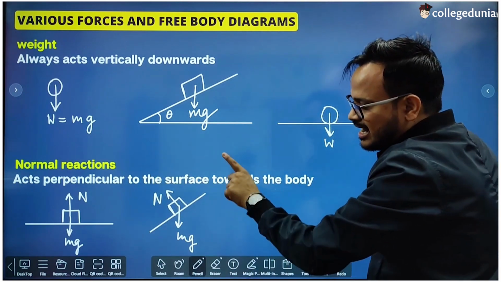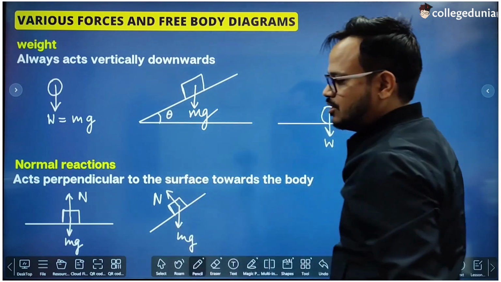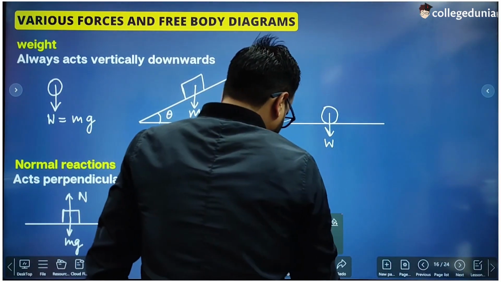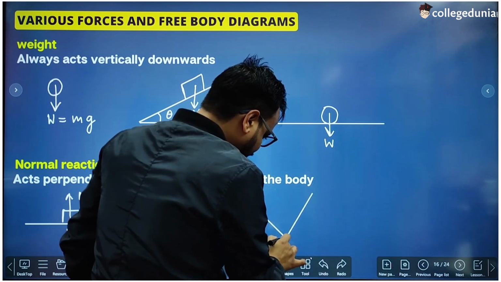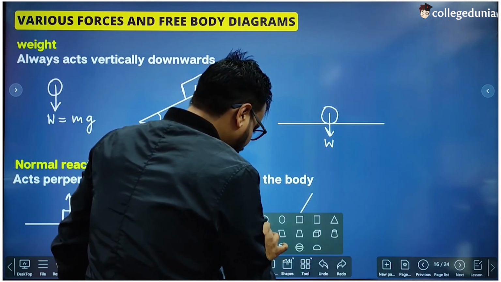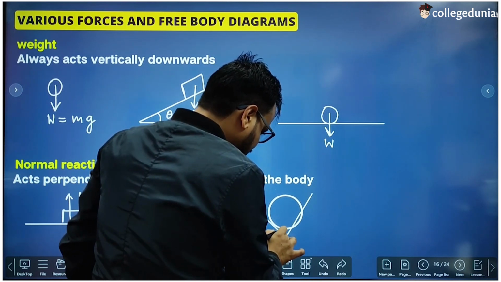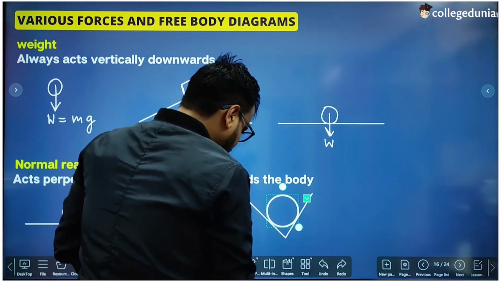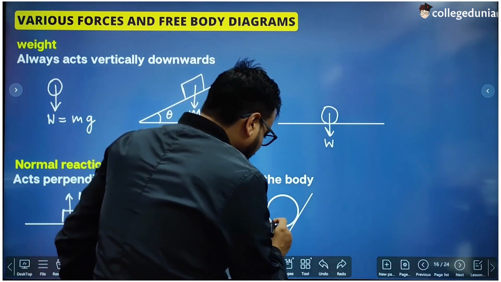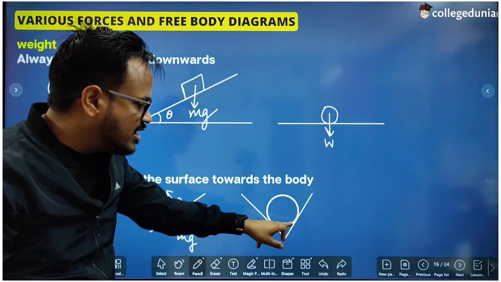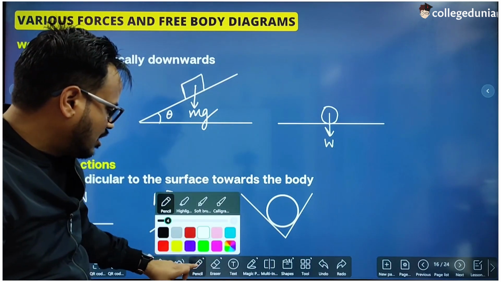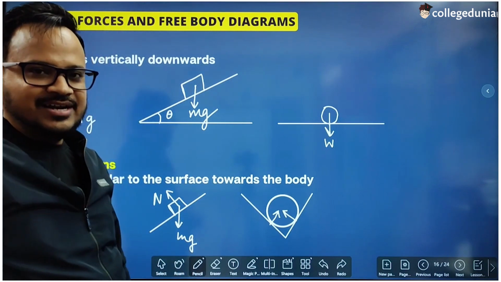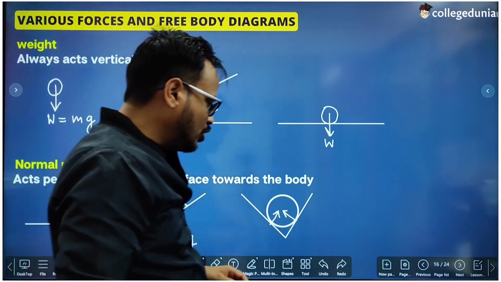Towards the body. Surface will apply the force on the body, right? And it acts at each and every point of contact. For example, let's consider this surface and a spherical body is kept here, suppose like this. A spherical body is kept on this surface. So this body is touching this surface at 2 points, this one and this one. So the normal reaction will be at this point also in this direction, and at this point also in this direction, right? So there are two normal reactions. So this is how we are going to apply normal reaction.